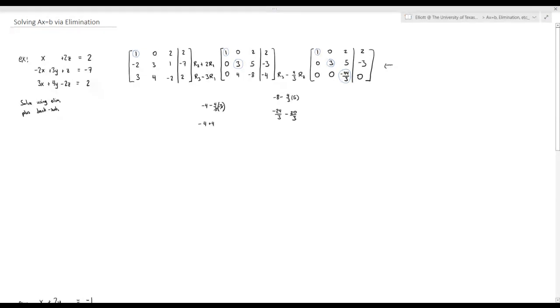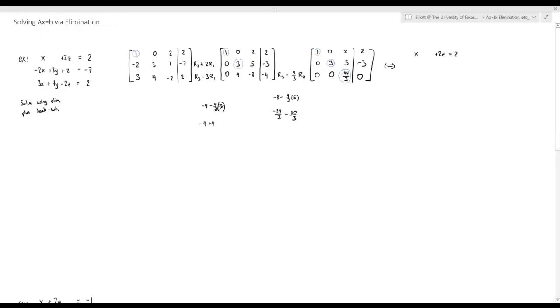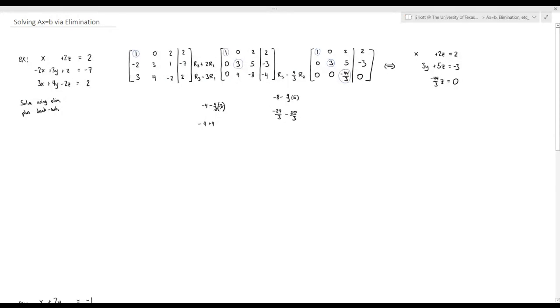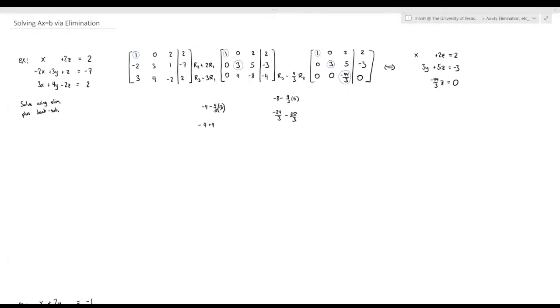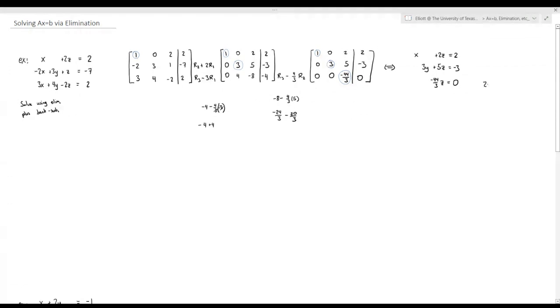So for back substitution, remember that you convert this into a system of equations. So the first row gives us x plus 2z equals 2. Second row gives us 3y plus 5z is -3. The third row gives us -44 over 3z equals 0. Okay. So then you can solve the last equation, z is 0.